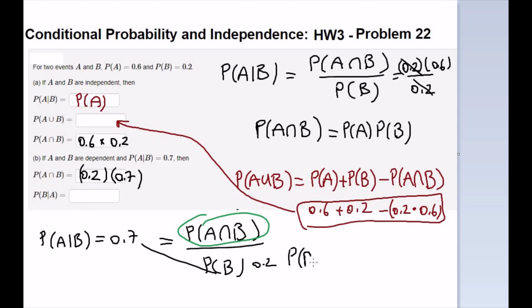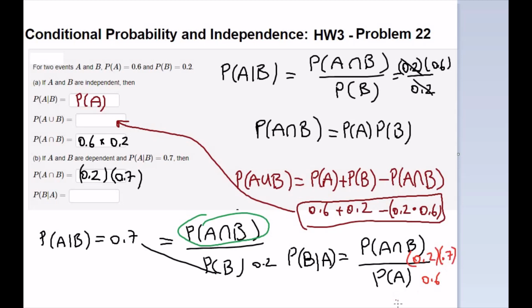Probability B given A, likewise, their intersection over probability of A. We know probability of A is 0.6. We have just solved their intersection above, 0.2 times 0.7. So this fraction is the answer: 0.2 times 0.7 over 0.6.